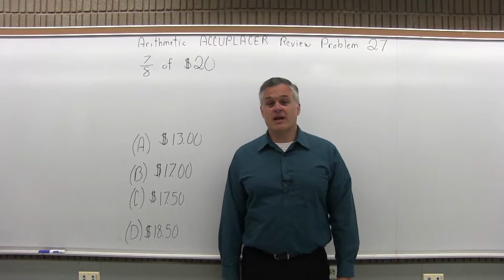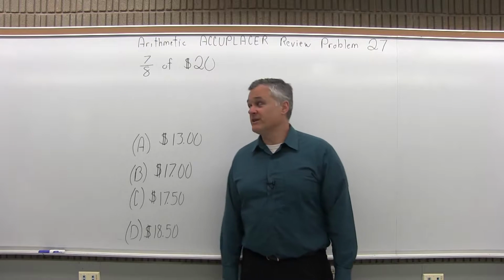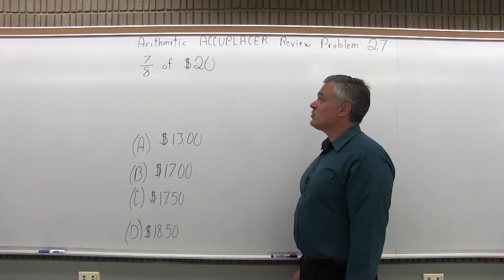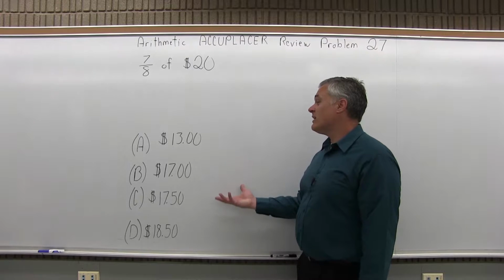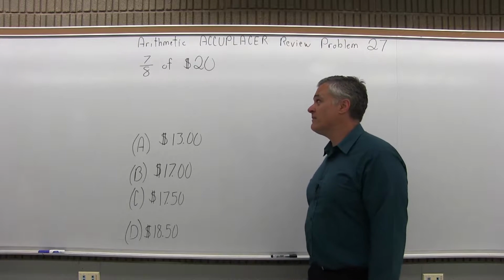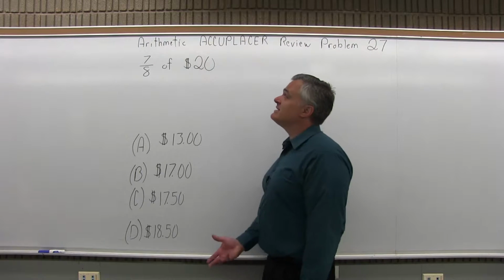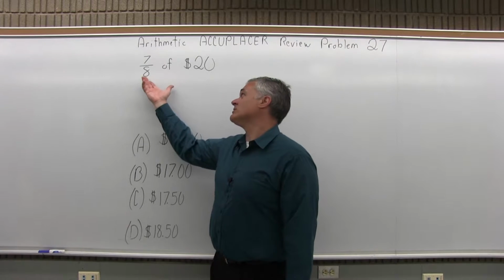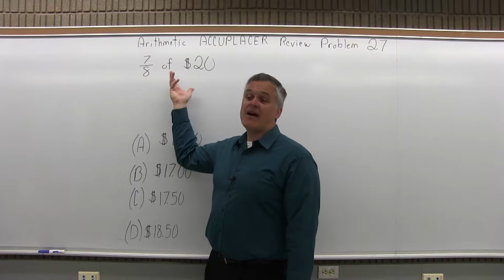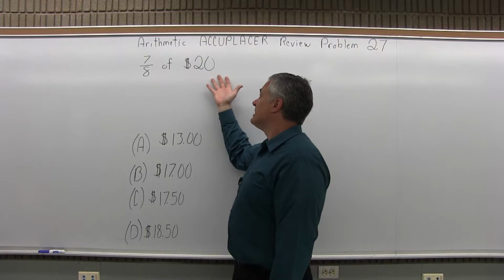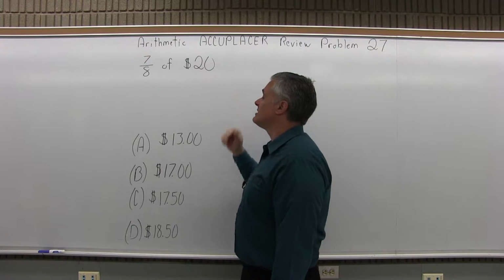This is the Arithmetic ACCUPLACER Review, Problem 27. It says 7/8 of $20 is how much? And you have four options to choose from. So 7/8 is a little less than the whole $20. Like 4/8 would be half of it. So it would have to be less than $20, a little less than $20.